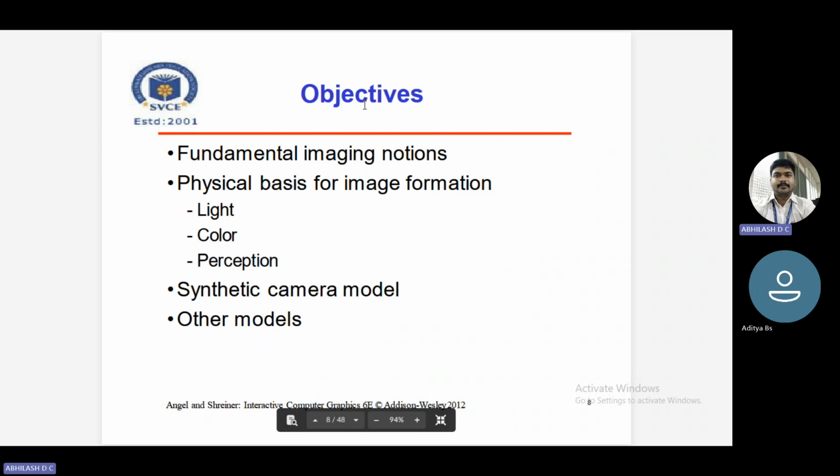In order to see a picture, what are the three things which we need? One is we need light, right? We need some color and we need some perception. Meaning there should be some light which is falling on the object, and we need to know what type of color the light is. And the other thing is perception. Are we looking in the front view or the side view or the top view or the bottom view? That will be the perception.